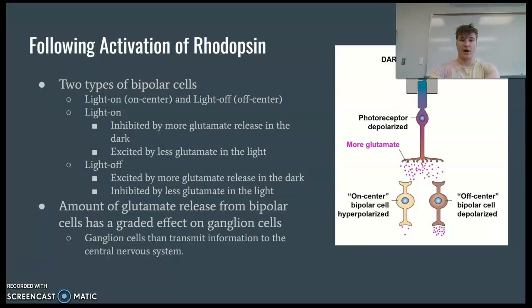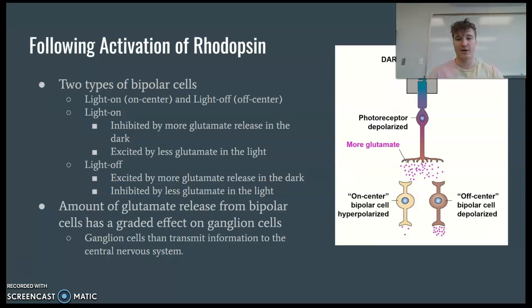So following activation of rhodopsin, we then move on to the bipolar cells because we see this process of how glutamate's released from the photoreceptors. Now there are two different kinds of bipolar cells. There's light on and light off. In this diagram, they're respectively called on-center and off-center bipolar cells. But light-on bipolar cells are inhibited by glutamate release in the dark. So in the dark, where a bunch of glutamate is being released from the photoreceptor, this is going to inhibit and decrease the amount of glutamate that's released from the light-on bipolar cells. But the light-off bipolar cells are actually excited by this amount of glutamate.